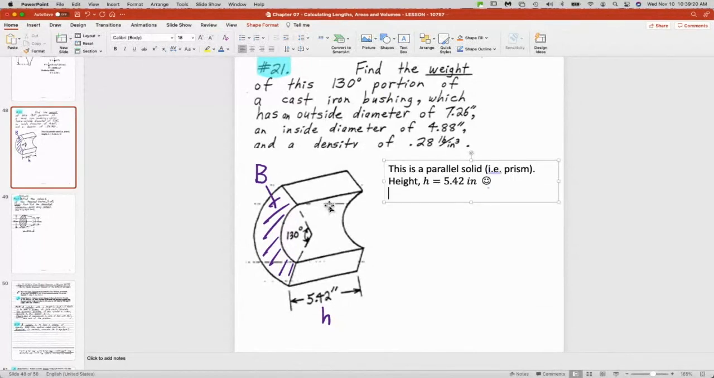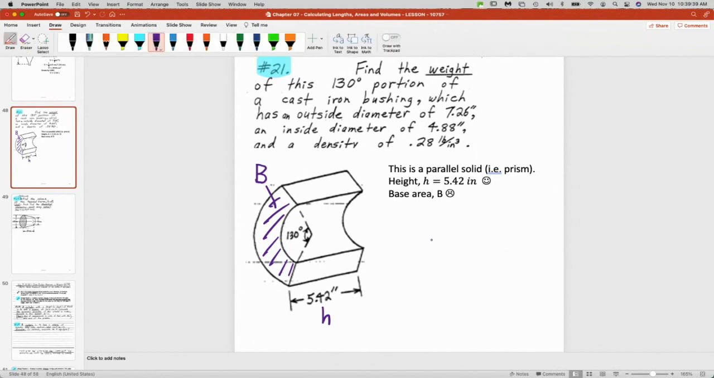The height is the happy face. The base area, B, is a sad face. So we have to figure that out now. I'm going to do some drawings here, and hopefully we can see how it looks together. This is 130 degrees. I know it's not to scale, but bear with me so you can appreciate the setup here. The area that we're trying to find is in green.